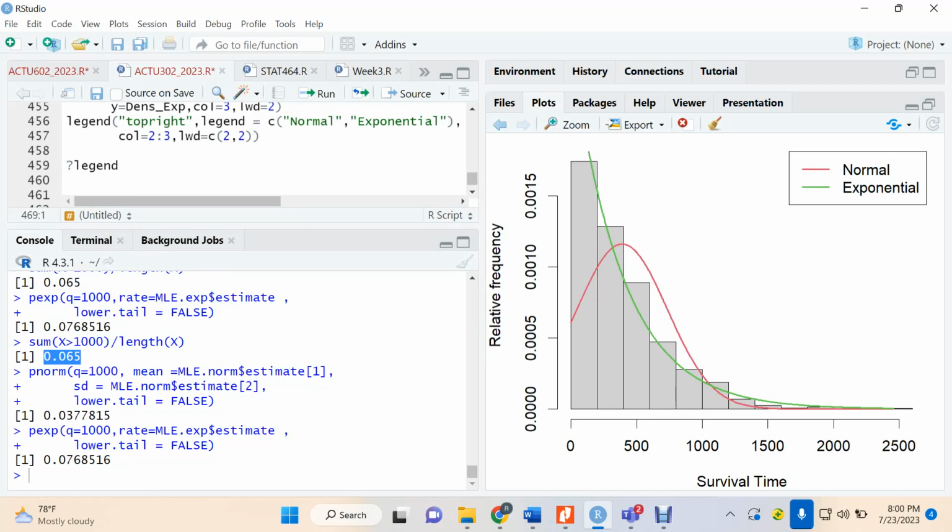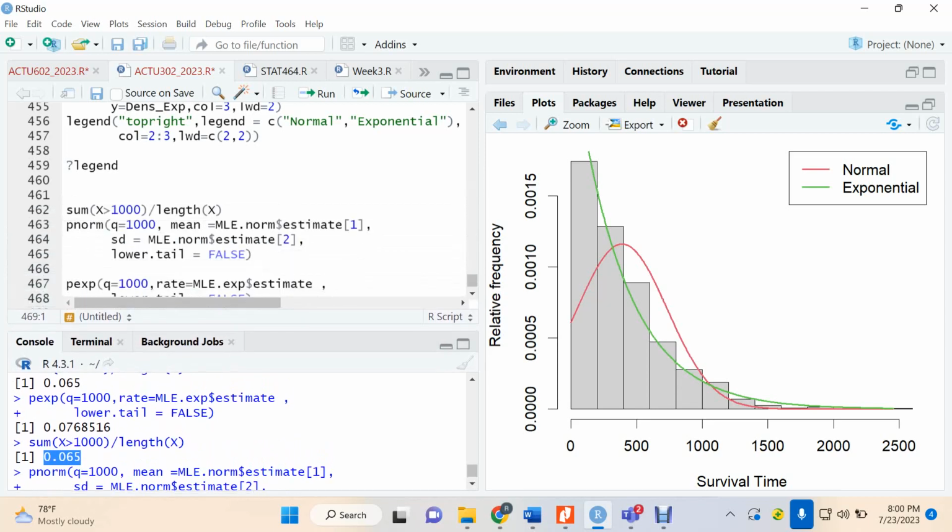So the closer it is to the actual data, the better. Right? So the exponential is better, and that is what you see at the tails. You realize that the exponential fit is better than the normal distribution. So please make sure you do this for several observations, right?